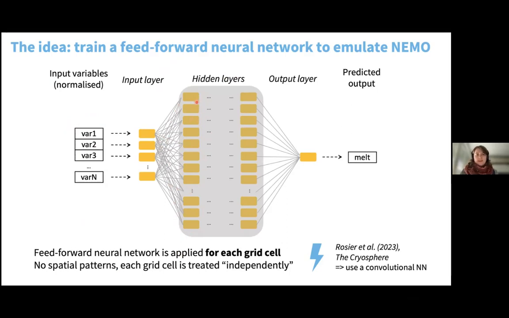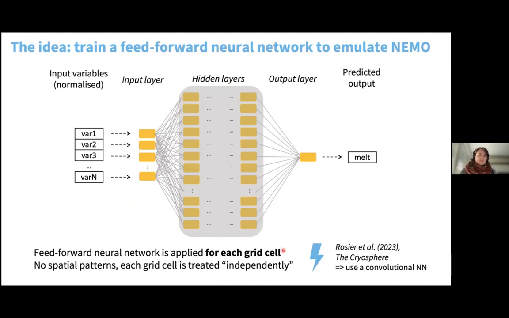And then after each layer, you also have a function that introduces nonlinearity. So the more hidden layers and the more neurons you have, the more nonlinear it gets, but also the more weights it can have. There are pros and cons of having it big or small, but at least it is a nonlinear function that transforms your input array into your output, which in this case is only melt.